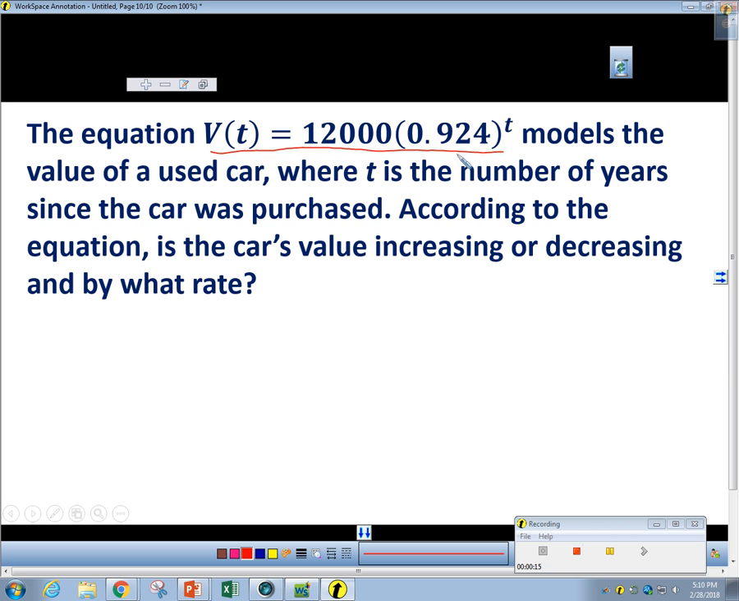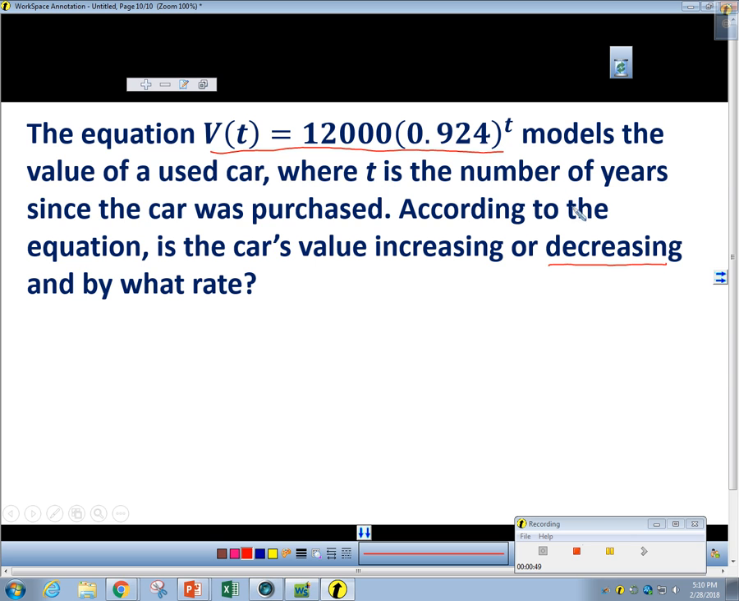And how do we know it goes down? Well, I look at the number right here that we're multiplying by, and it starts with a 0. That means it's less than 1, so it's going down. But we got to figure out a little bit more. It says, according to the equation, is the car's value increasing or decreasing? Well, we know it's decreasing. But by what rate? By how much? Like what percent is it decreasing by?